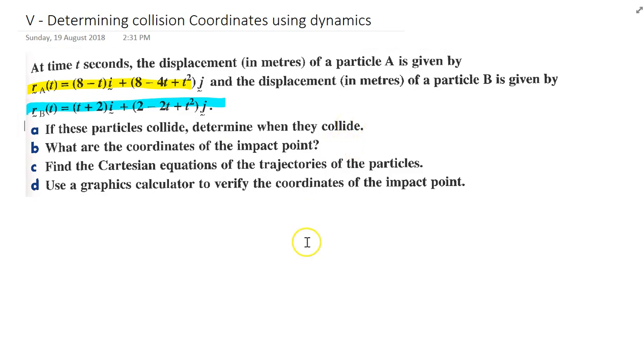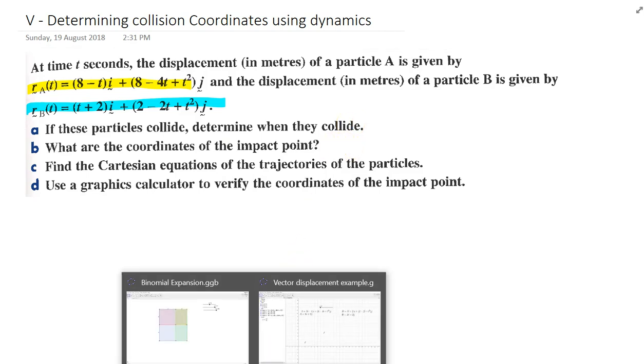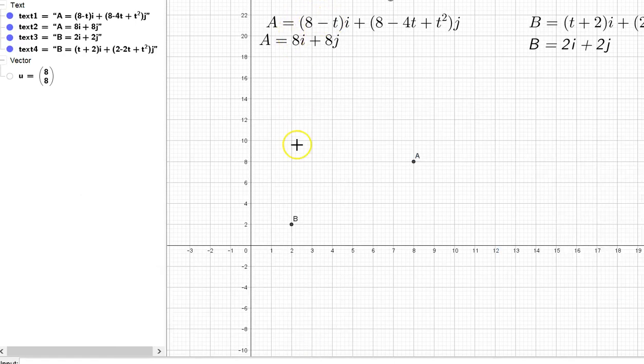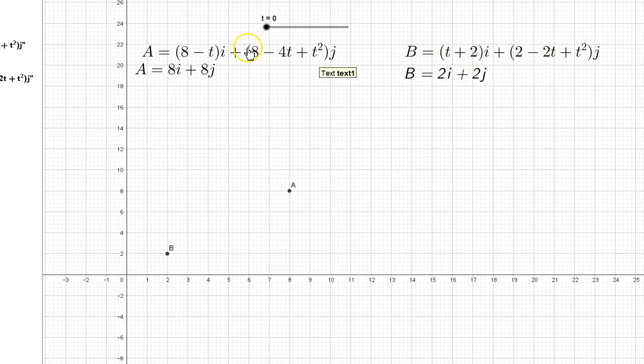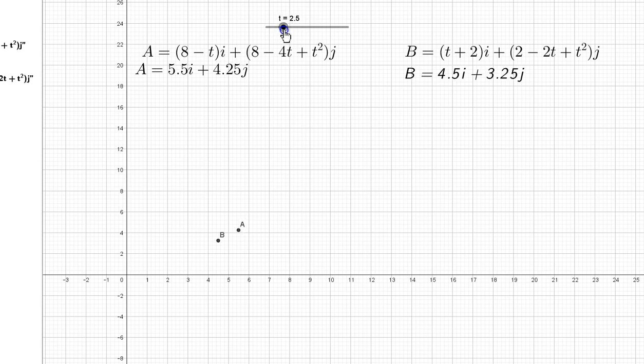Okay, so just before we get started, let's take a look at what it actually looks like. This is particle A with that vector equation. This is particle B with this vector equation, and we're at time 0 right now. So if I move our time slider a little bit, we can see our points moving closer together, and we can see a collision taking place about there somewhere. So it looks like at about time 3, we're going to see a collision.